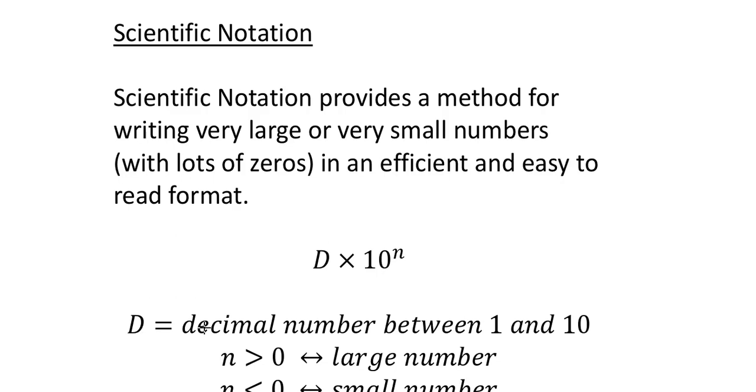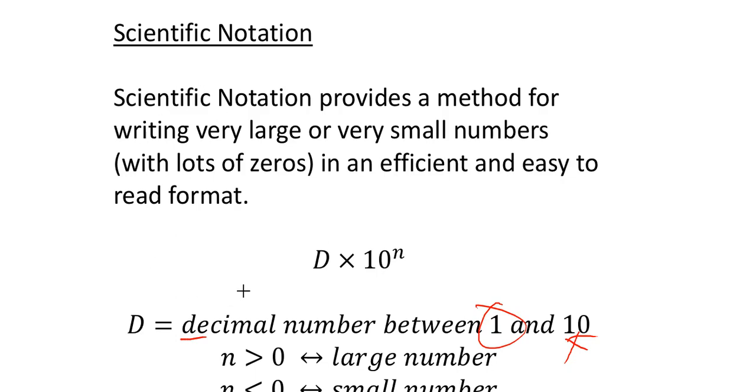D is going to be a decimal number, so that's why I chose the letter D for decimal. It's a decimal number that has to be between 1 and 10. It can be 1, but cannot be 10. Typically it will be between 1 and 10. But if you have to choose between the number 1 and the number 10, you want to write it as a 1 instead of a 10.